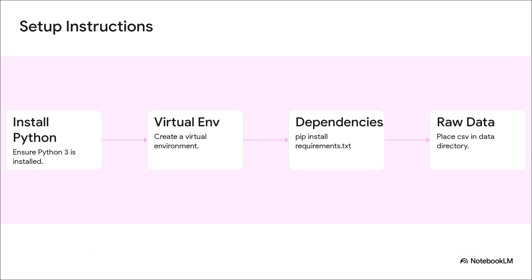And finally, Step 4, loading our raw materials. The pipeline needs us to place a specific raw dataset called student_performance.csv right into the data directory. Without that raw material, well, the factory literally has nothing to process.